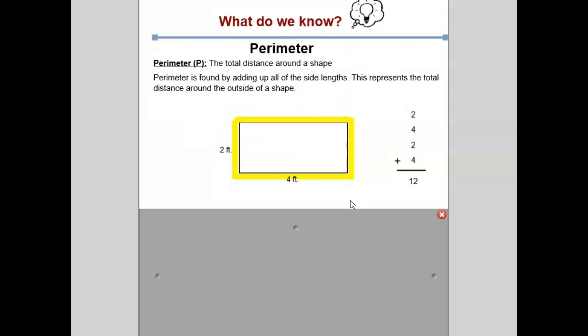Fantastic. So boys and girls, I have one more task for you before we get started. I would like for you to think about when you would have to determine the perimeter of something in your real life. Jot down some ideas. When would you have to solve perimeter problems in your real life if perimeter means the total distance just around the edge or outside of a shape?